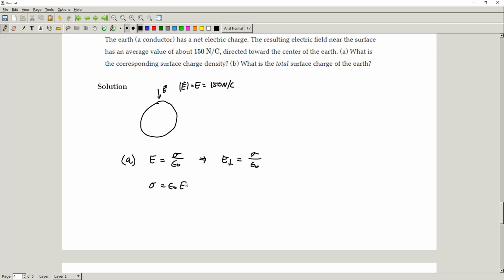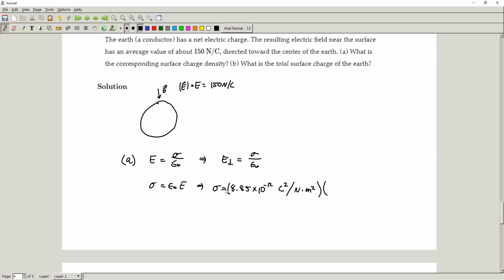And at this point, it's really just a matter of substituting in numbers, right? So we need to substitute in for epsilon naught. And if we remember, epsilon naught is 8.85 times 10 to the negative 12. I'll write the units in here. We'll do our units. And then what is our charge density here? Well, we're looking at the electric field here. Oops, I forgot an equal sign here.